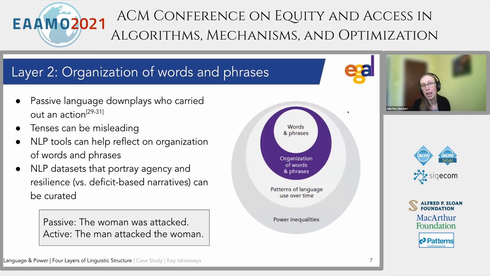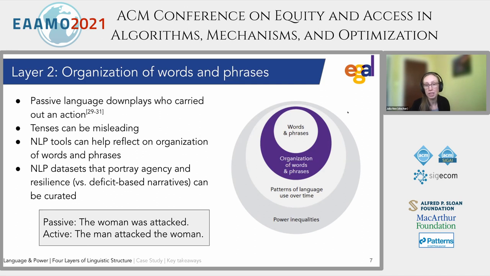At layer 2, how words are organized into phrases and sentences can also impact equity. For example, use of passive language can downplay the role of the people who carried out actions and redirect focus on the person affected. This is common with respect to reporting on sexual abuse. Passive voice, as in the woman was attacked, puts the focus on the victim. This can subtly suggest that the solution to the problem rests on the victim.